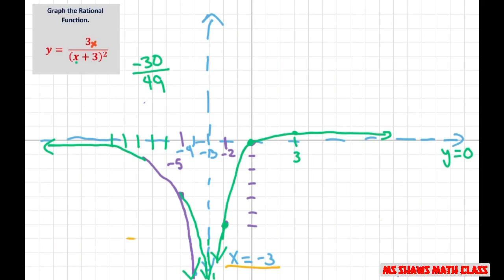It can never cross x equals -3, but in this case it did cross our horizontal asymptote.